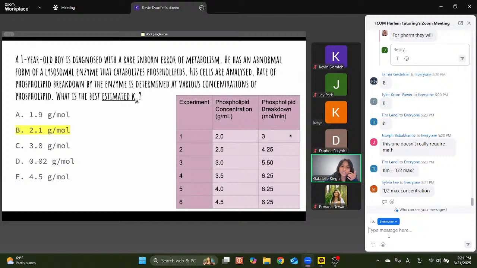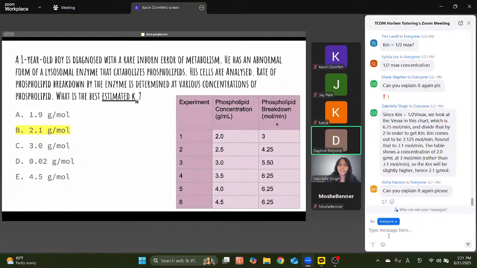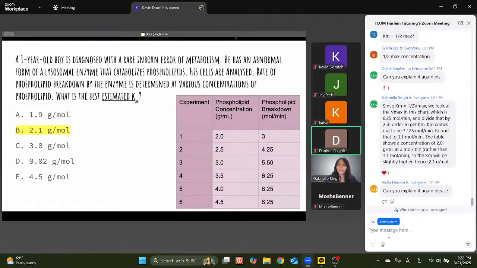Does anyone have any questions about this? Sorry, go ahead. I was going to ask probably the same thing. Can you write it out by any chance? I don't know if you have access to the... Yeah, it's hard to visualize if you're just saying it out loud. Yeah, because I didn't understand anything that you just said. Oh, sorry, guys.